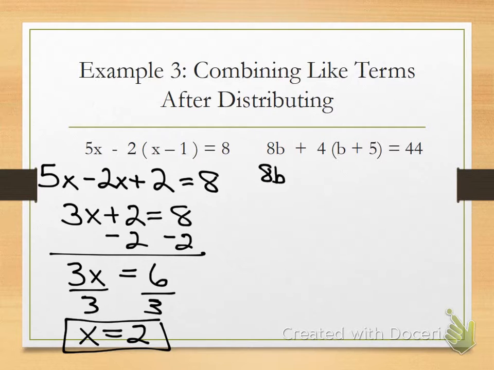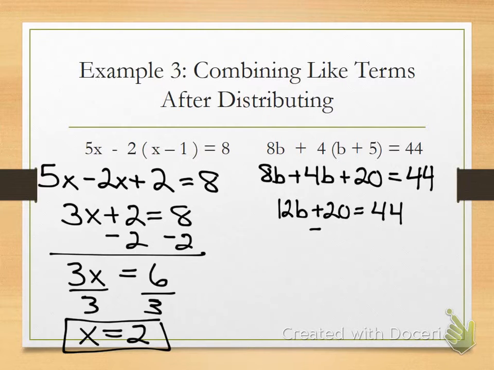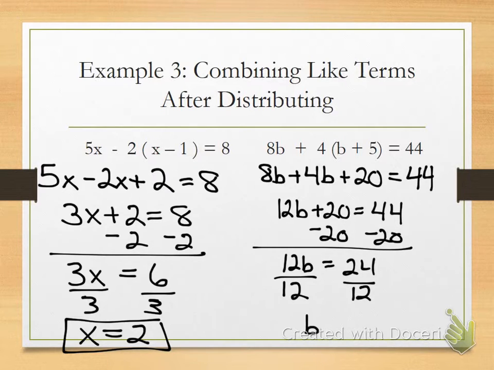So now we distribute first, 4b plus 20. Then we combine our like terms, 12b plus 20. We subtract 20. 12b equals 24. Divide both sides. b equals 2. Who got it right? All right, awesome.